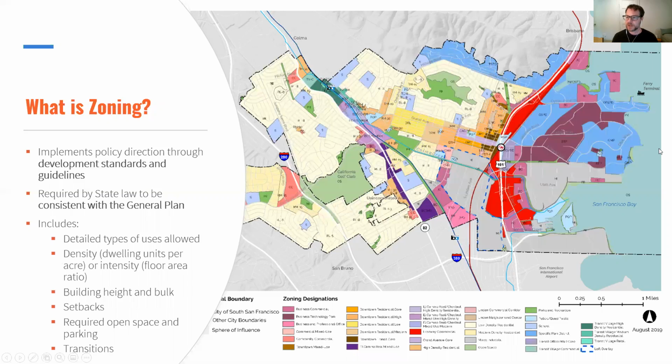Zoning really implements the vision that's established in the city's general plan land use map. Zoning includes development standards and guidelines that really shape the character of future building and development within the city. It includes very detailed lists of the allowed uses on each parcel, the density of that use, building heights, setbacks, requirements for parking, open space, and transitions to neighborhood properties. The state of California requires that the general plan and the zoning be consistent with one another.